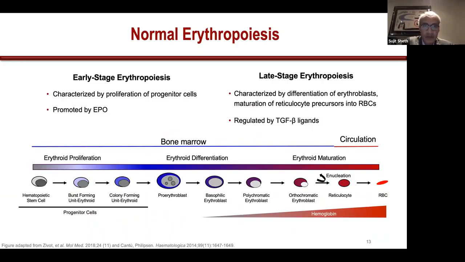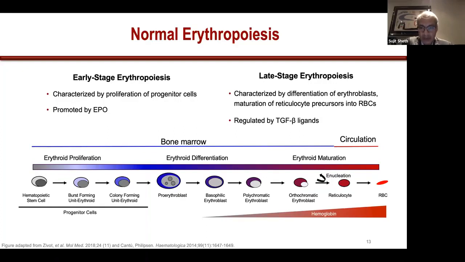You have early stage erythropoiesis, which is the proliferative phase, as you can see on the left-hand side, where the hematopoietic stem cell goes through BFU-E, CFU-E, to form the erythroblasts, and this is really regulated and promoted by erythropoietin. And then late stage erythropoiesis is really differentiation and maturation, which goes from the proerythroblast through a variety of different stages to form the red blood cell at the end, and that comes out of the bone marrow and goes into the circulation.